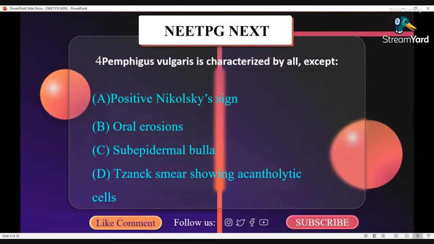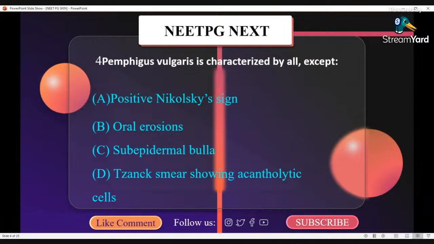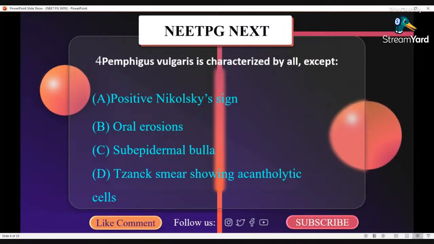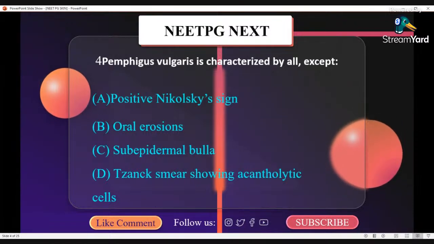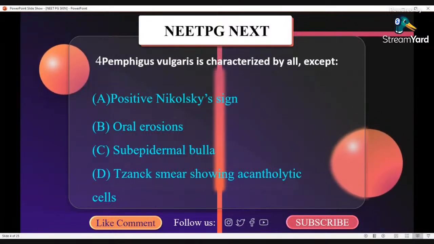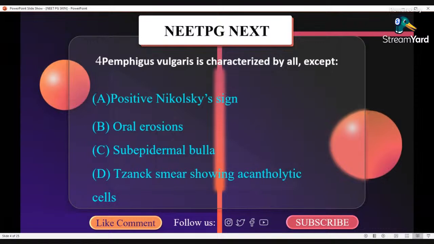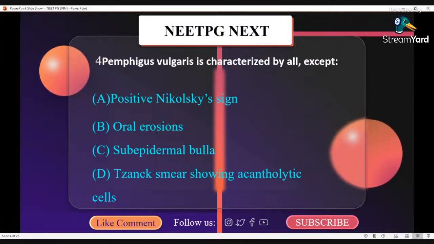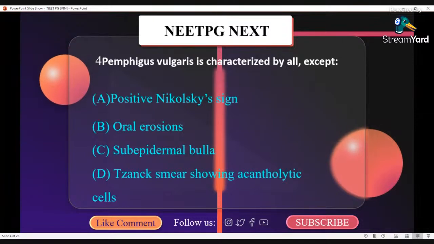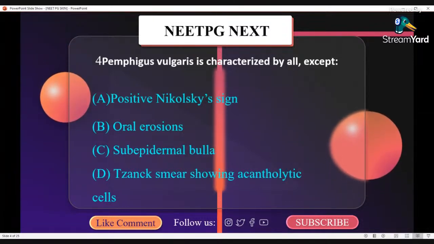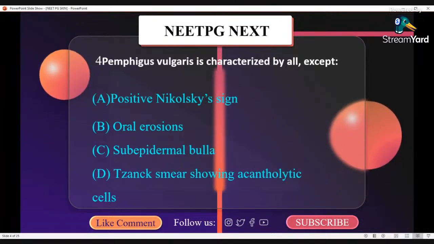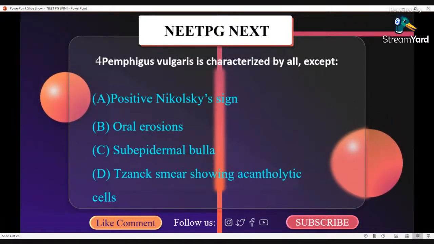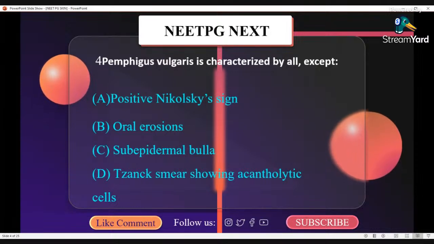Pemphigus vulgaris is characterized by all, except. Now this pemphigus vulgaris is a very important topic in dermatology. What exactly is pemphigus vulgaris? Can anybody comment what exactly is pemphigus vulgaris? You all know it very well. Please comment in the chat box.